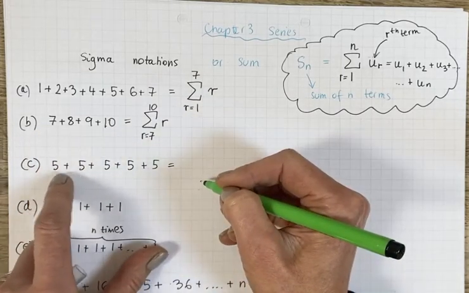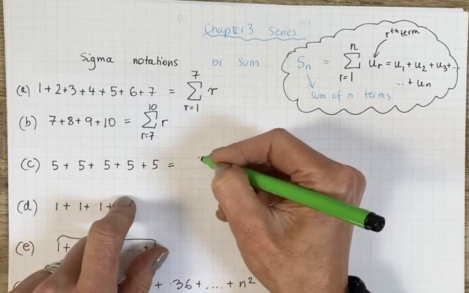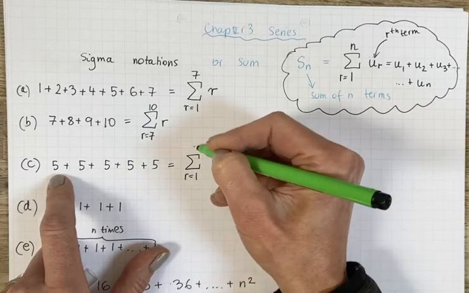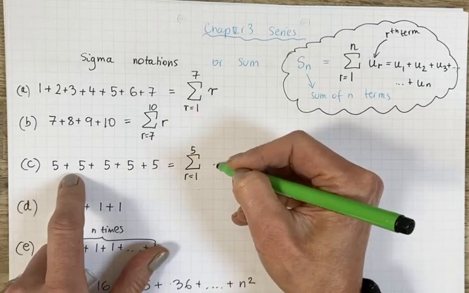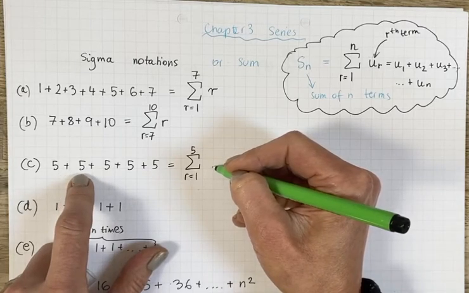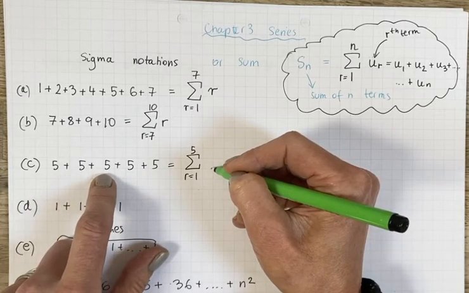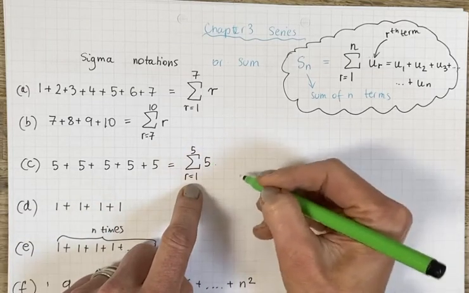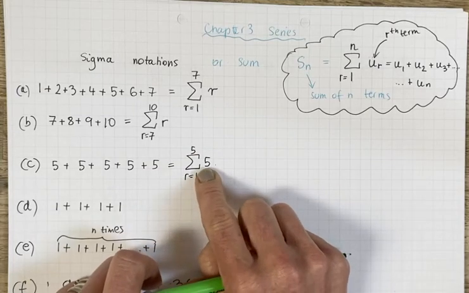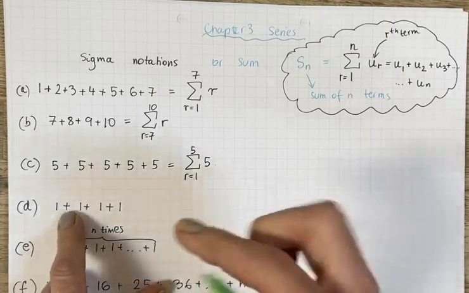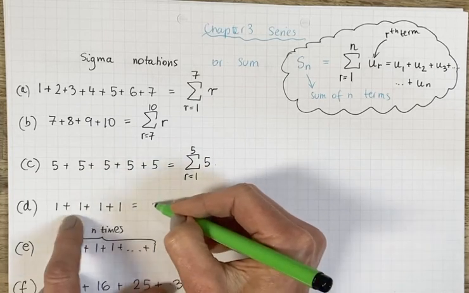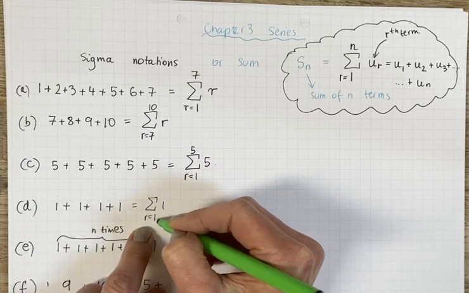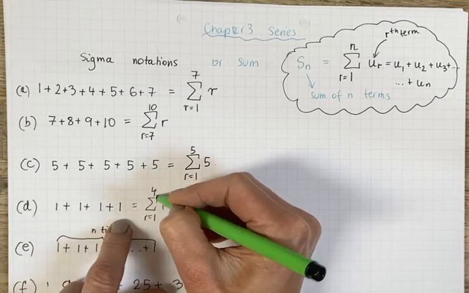Okay, here we've got 1, 2, 3, 4, 5. So we are going to have 5 terms. The first term is 5. The second term is 5. The third term is 5 all the way to the end. So it doesn't matter what r is, you're always going to be summing 5. So here 5 is going to be written 5 times. Now here it's very similar, but we've got 1. That 1 is written 4 times. And there is 1, 2, 3, 4 terms.